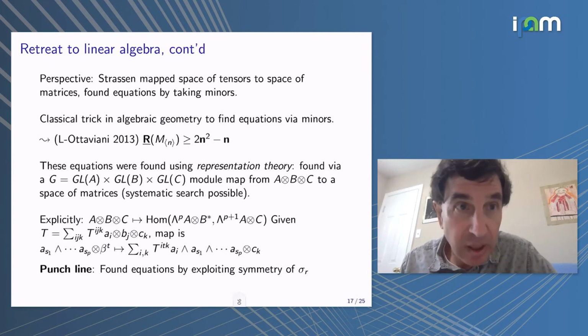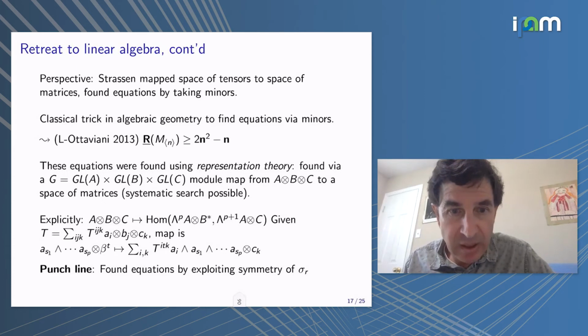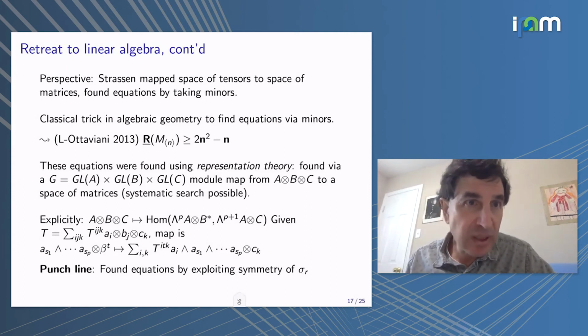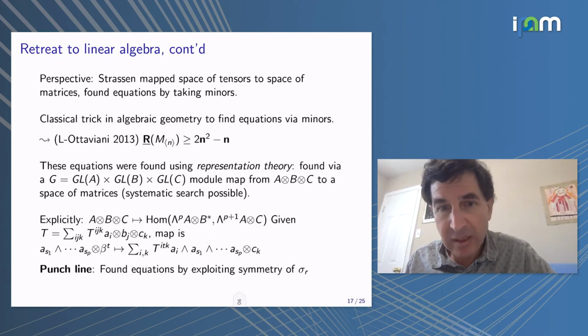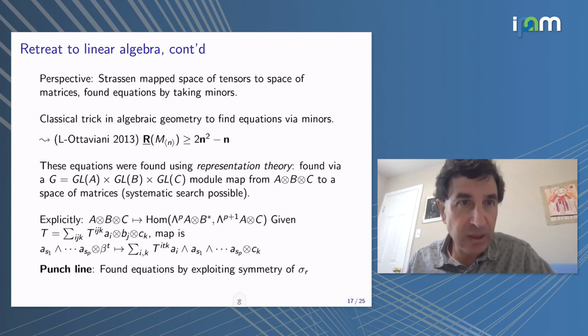So the punchline is we found equations by exploiting symmetry of the variety of tensors of border rank at most R. And we used that plus some tricks to find polynomials in the ideal. Questions?